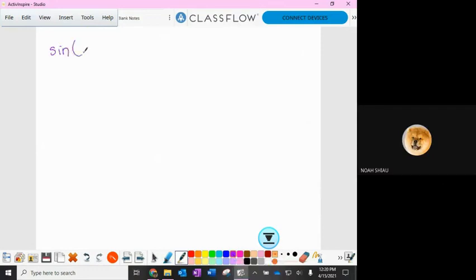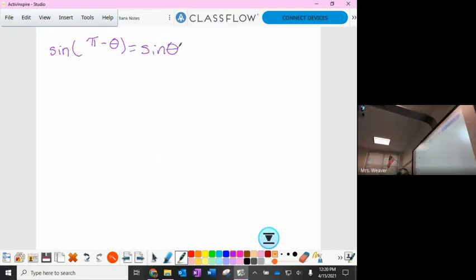So sine of pi minus theta equals sine theta, and it says to establish the identity. This one's a multiple choice one. Like we did in the examples yesterday, you do the part that you can do by hand, and then you leave the rest in terms of a variable, and you're not really worried about it.